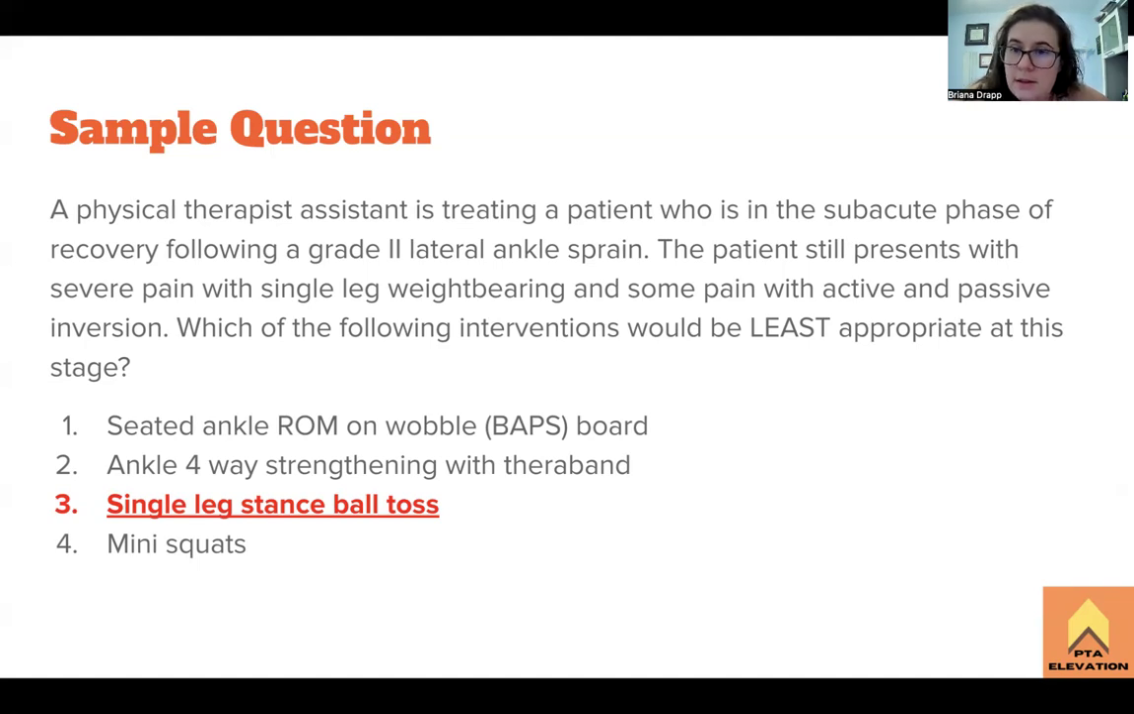Mini squats are going to be double leg and strengthening, which is totally appropriate at this phase. I believe they'd be able to tolerate it, but if this is putting the patient in severe pain, that's a big thing. If it's severe pain, we're pushing too far. I would say that's too much of a progression, and at this point we might need to scale it back a little bit, because what we really want is to decrease the pain first before we try to ramp everything up.